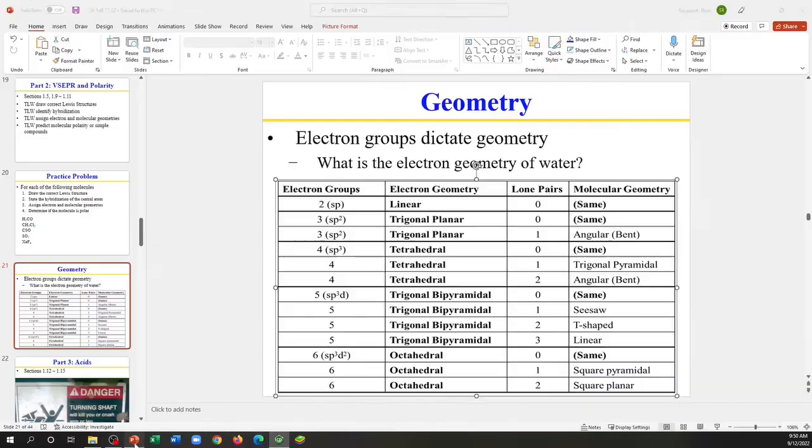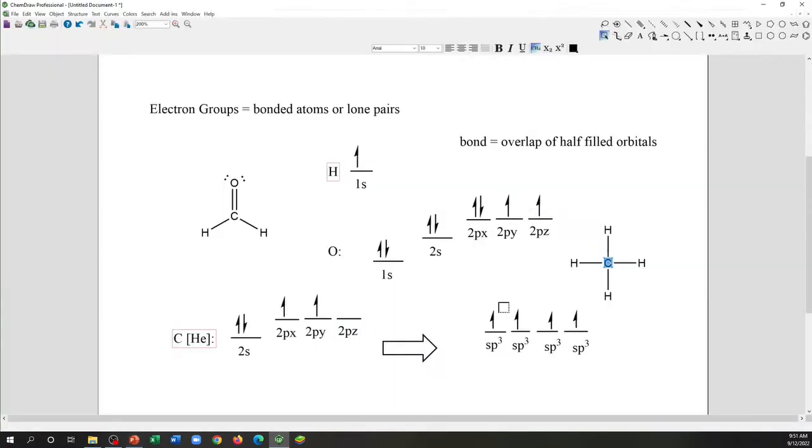2 hybridized. That's how I read that chart. If you have 3 electron groups, then the hybridization is sp2. Well, what does that mean? Well, let's get rid of methane, since the question didn't actually ask us about methane.